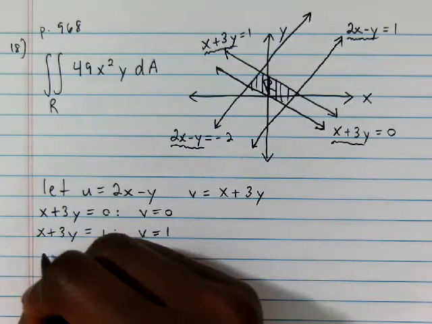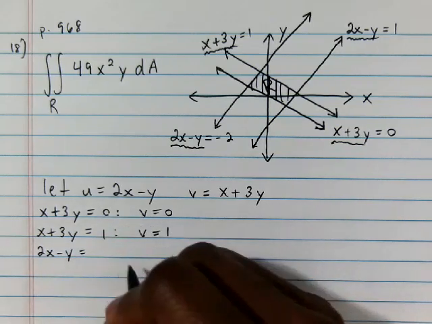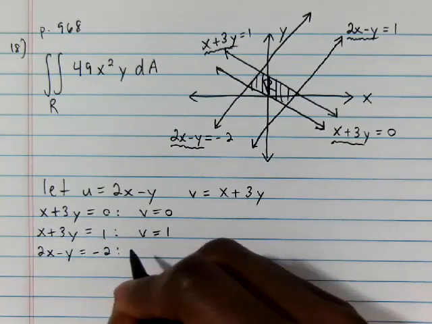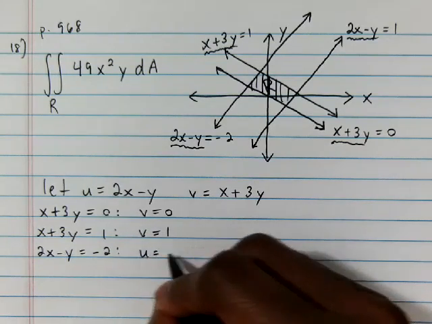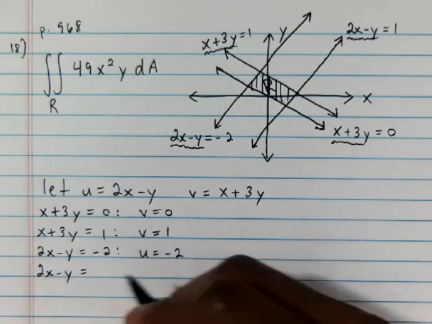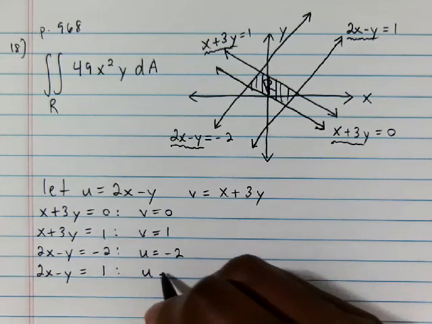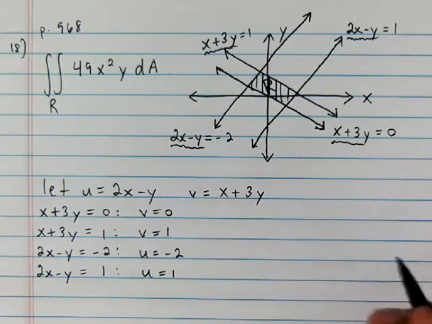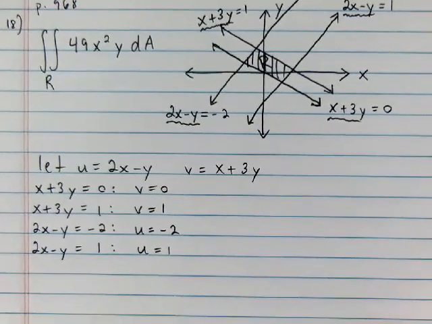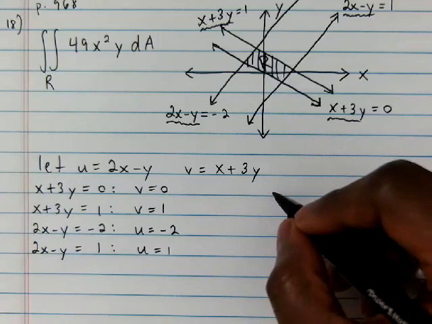2x minus y equals negative 2. That tells us u equals negative 2. And 2x minus y equals 1, which tells us that u equals 1. So now we have our bounds for u and v. And we'll sketch the region as well.